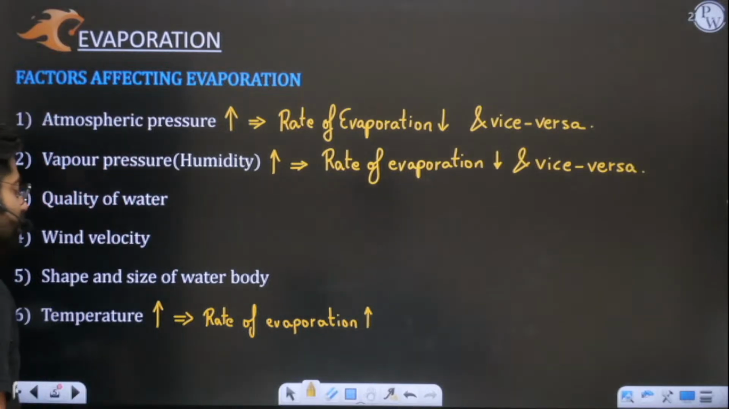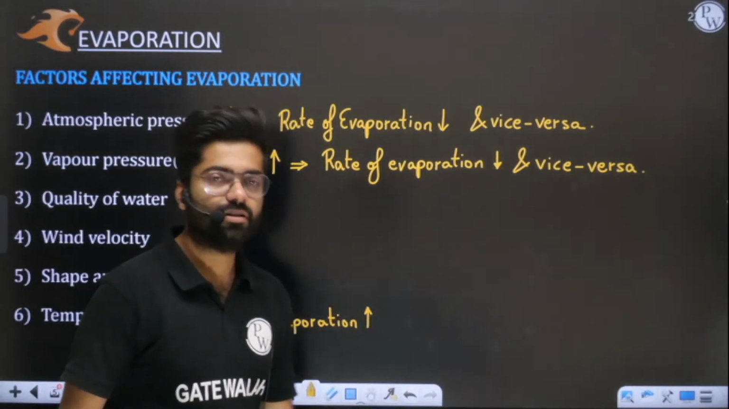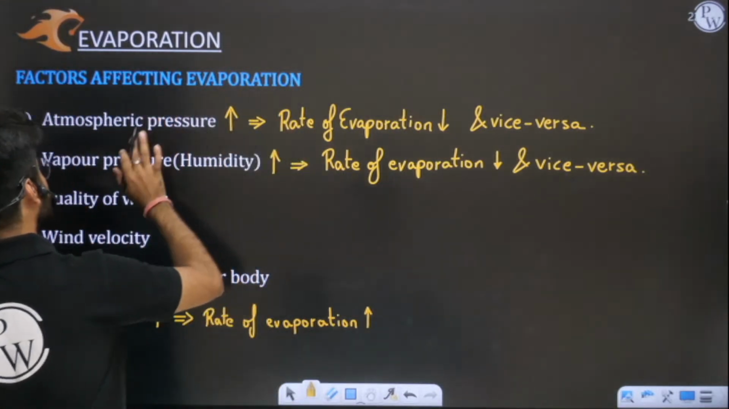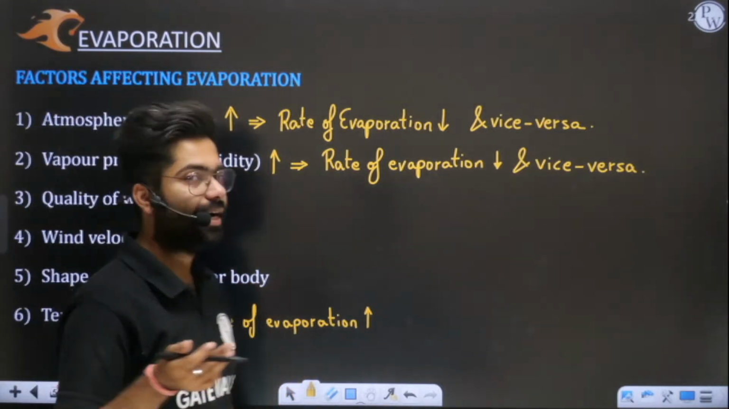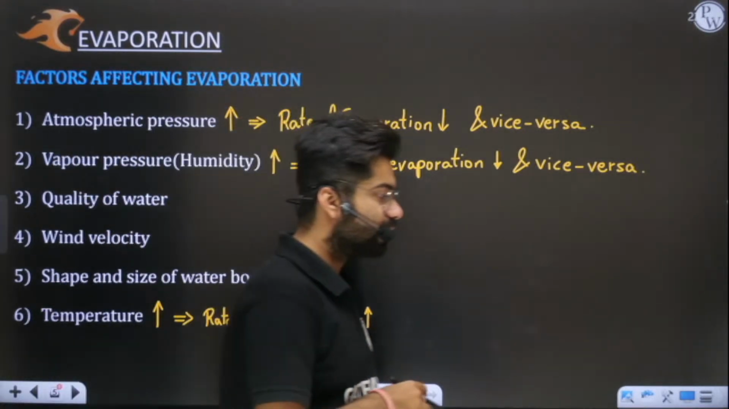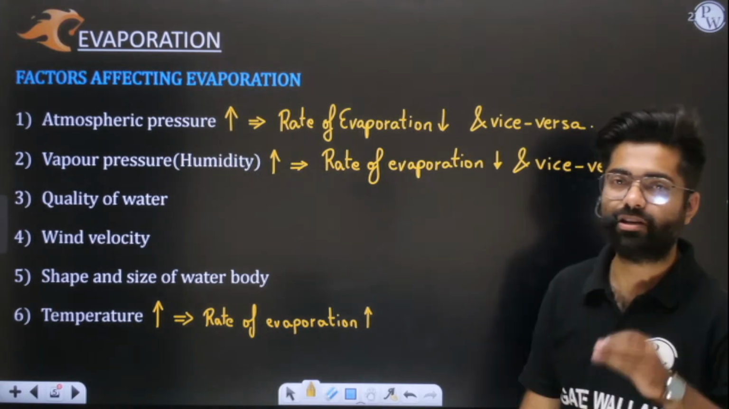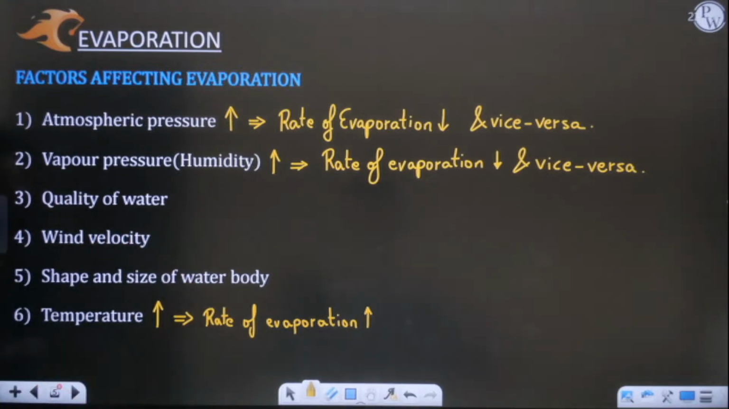So we can see here that temperature and rate of evaporation are proportional, but in the first two cases, the rate of evaporation is inversely related to atmospheric pressure and vapor pressure. The more the pressure of the atmosphere, the more the vapor pressure, the more evaporation will go down. I hope this is very clear to you. Now we'll move on to the third factor. Tell me if all the points till here are clear to you.